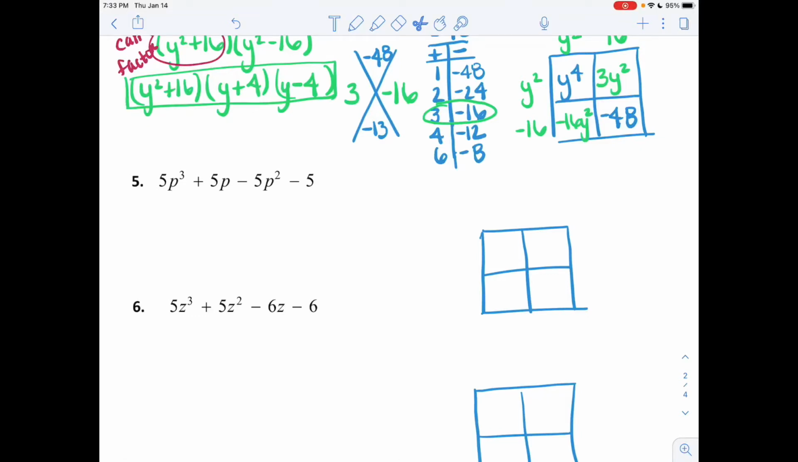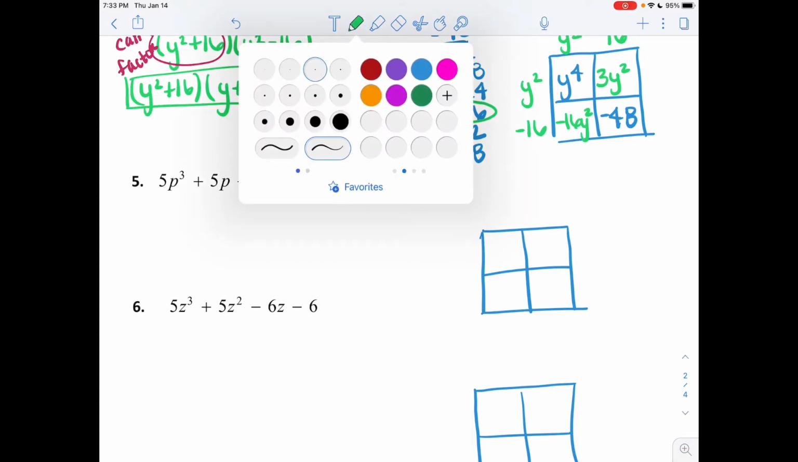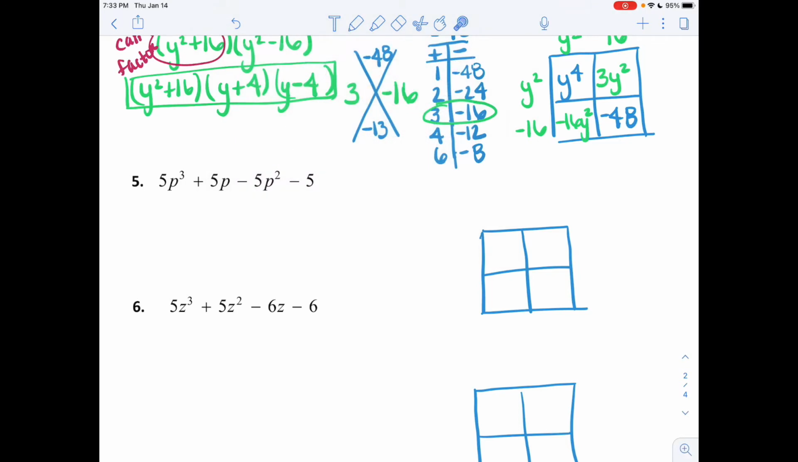Example number 5. We want to start out the same way we always do and ask ourselves, is there a greatest common factor? Well, I think the greatest common factor is kind of screaming at us in this one. I see a 5, 5, 5, and 5, thinking that maybe 5 is a GCF. I do notice that the last term does not have a P in it, so that means that we will not be able to use P as part of our GCF, only the 5.